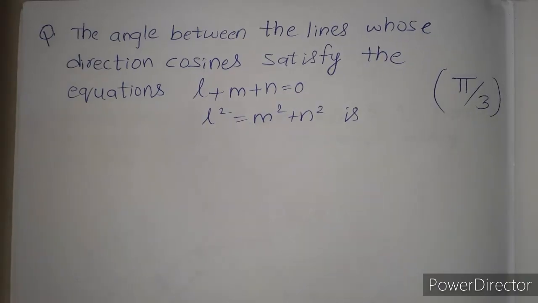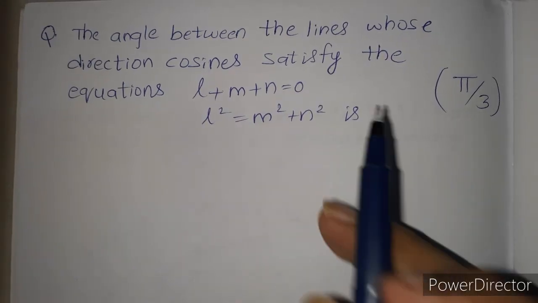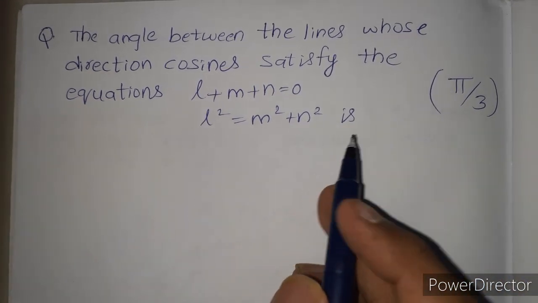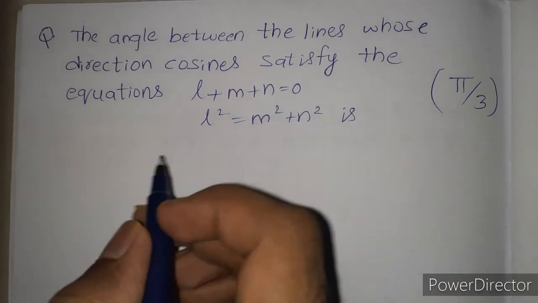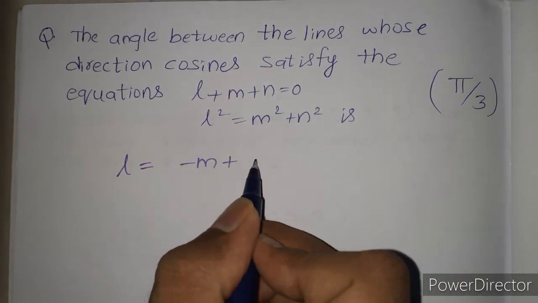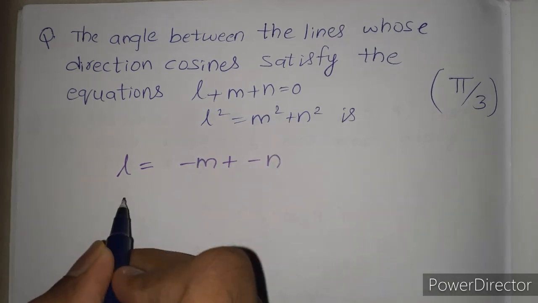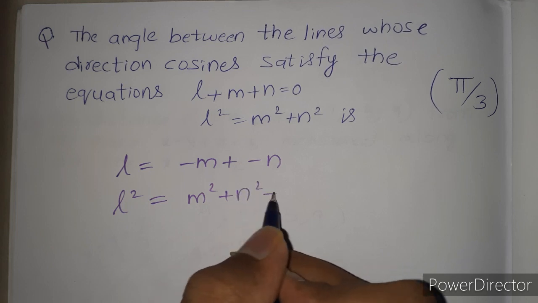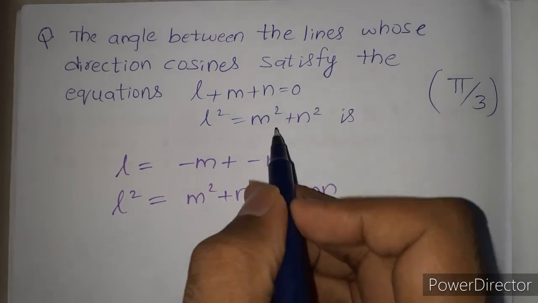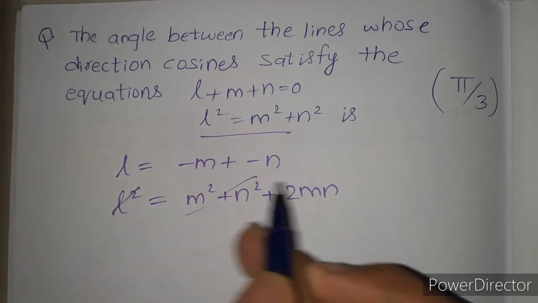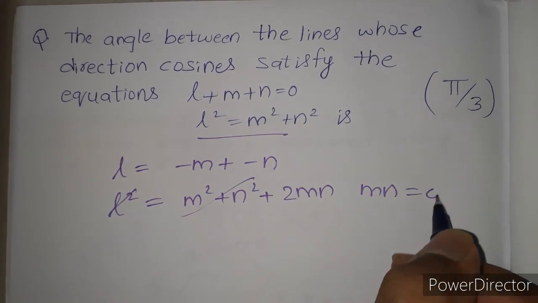And the given problem is we need to find the angle between the lines whose DCs satisfy these equations. So now we need to solve this equation. So here l is equal to minus m minus n. So squaring on both sides we'll get l square equal to m square plus n square plus 2mn. But we know that l square equals m square plus n square, so they will get cancelled on each side. So mn is equal to 0.